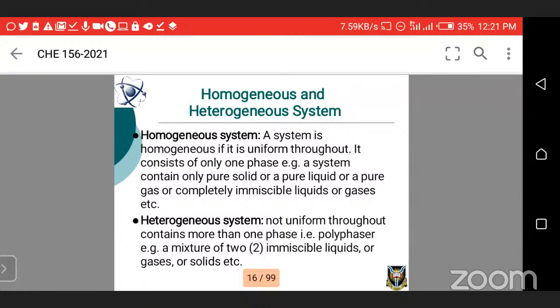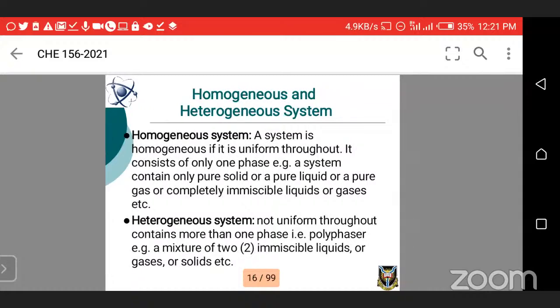Now a heterogeneous system is one that is not uniform. That is, it is more than one phase. It is polyphase. For example, you have a mixture of two immiscible liquids, or gases, or solids. So they are not miscible. You have water, you have oil.